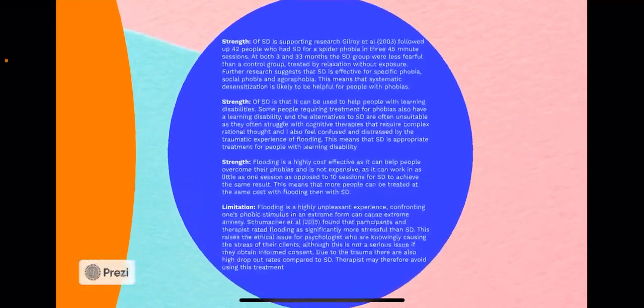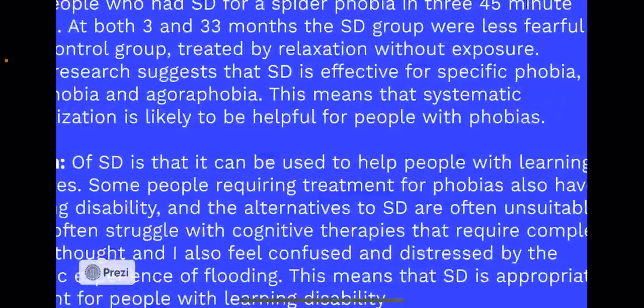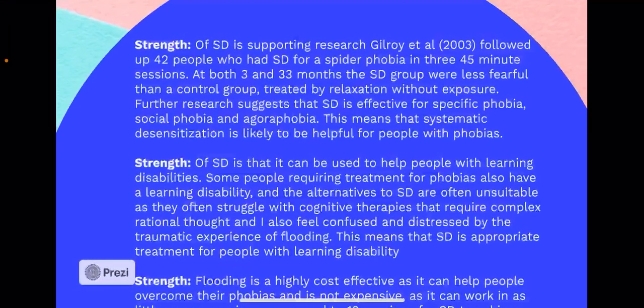So now we've got some evaluation points. We've got 2 for each. So 2 for systematic desensitization and 2 for flooding. A strength of systematic desensitization is supporting research. Gilroy et al. 2003 followed up 42 people who had systematic desensitization for a spider phobia in 3 45-minute sessions. At both 3 and 33 months, the systematic desensitization group were less fearful than a control group who were treated with relaxation without exposure.